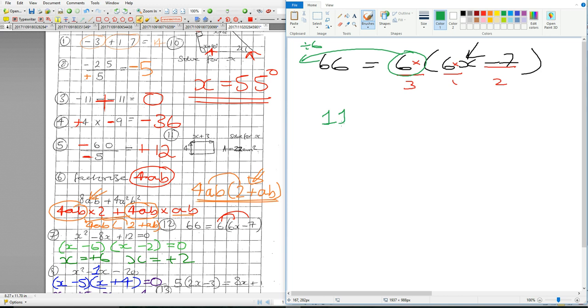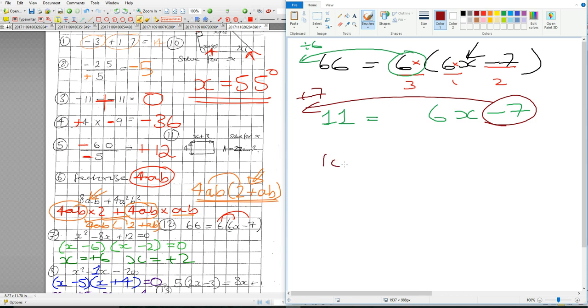So 11 is equal to, now the brackets have disappeared, okay, because the multiply by 6 was holding all together. Now, next, let's move the second action next. We're going backwards, third, second, first. Opposite of minus 7 will give us plus 7. So 18 is equal to 6x. And then opposite of times by 6 will give us divide by 6.